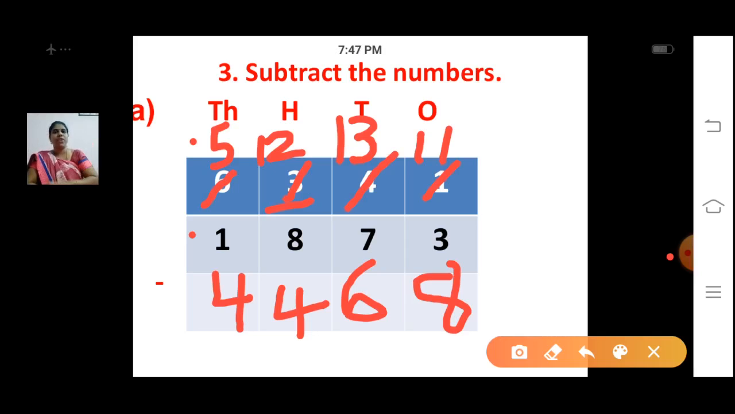4,468. I'll repeat it one more time. First we have to start from the ones place. 1 minus 3 is not possible. So borrow from the tens place. So my tens place will become 3 now. Ones place will become 11. 11 minus 3 is 8.